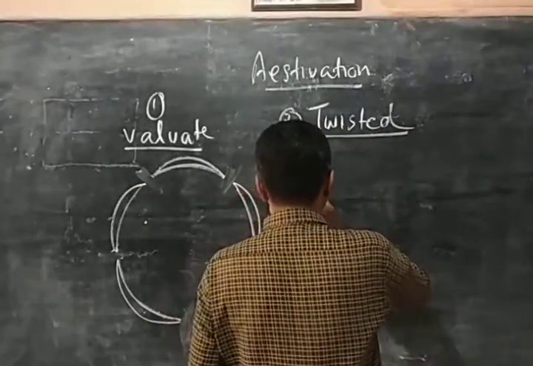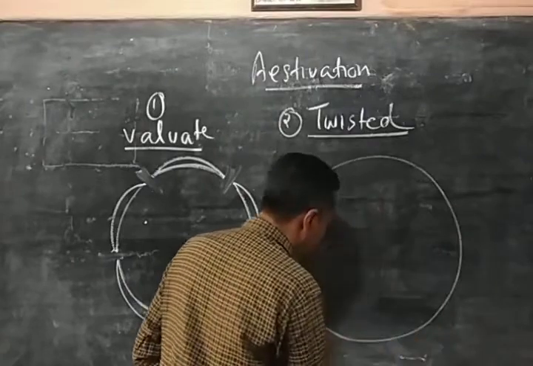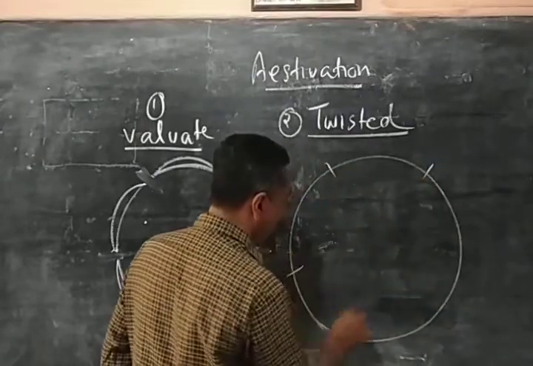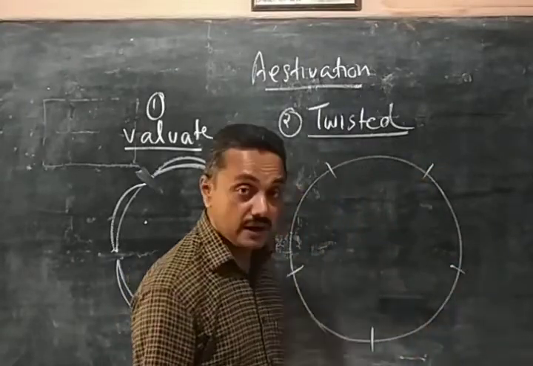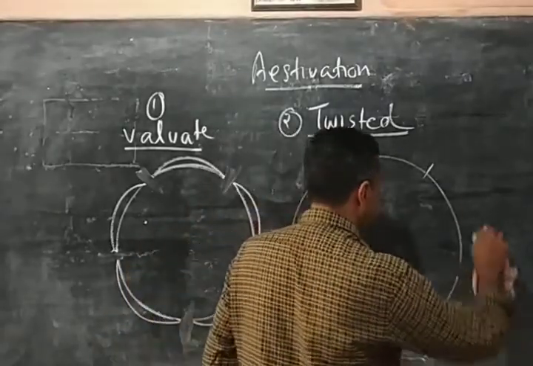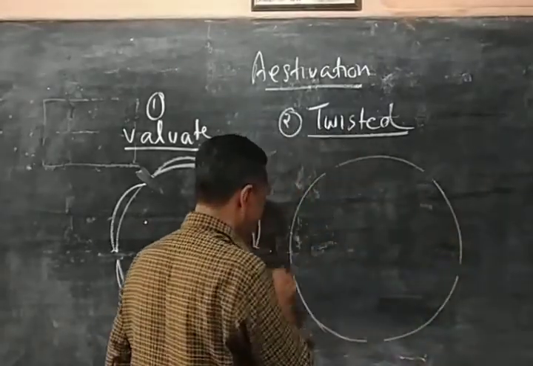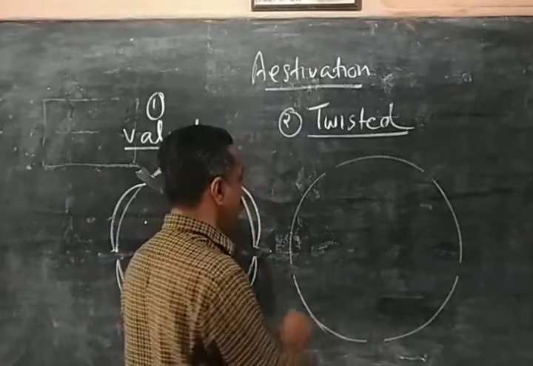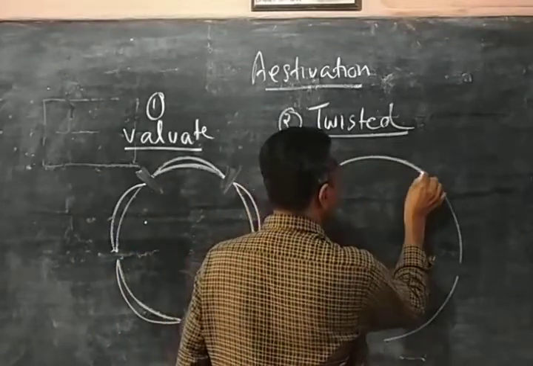Twisted aestivation. 5 petals are there. We can cut into 1, 2, 3, 4, 5 petals like that. See like this. Twisted aestivation, we can do it like that.